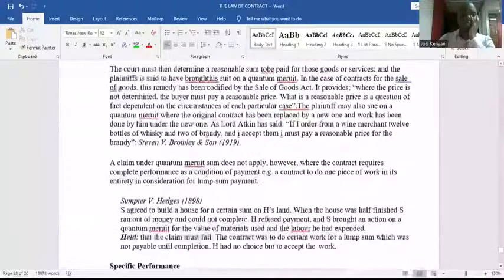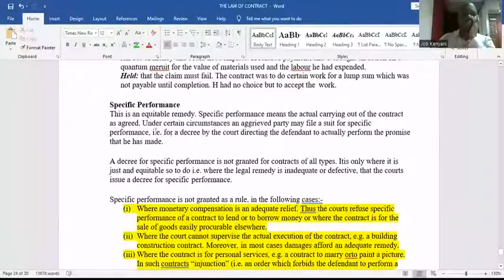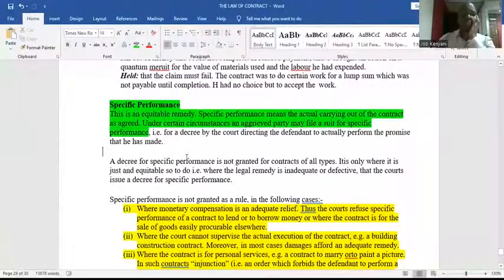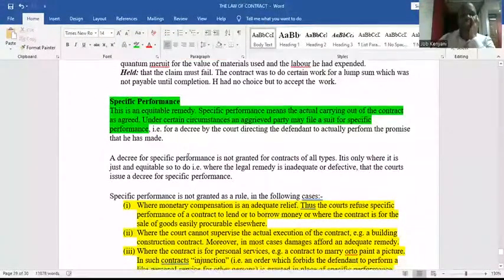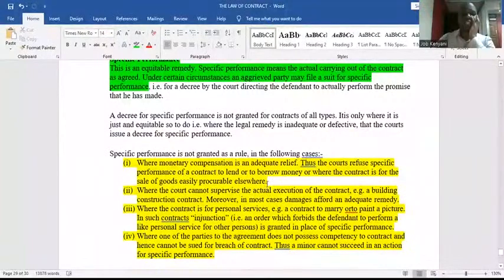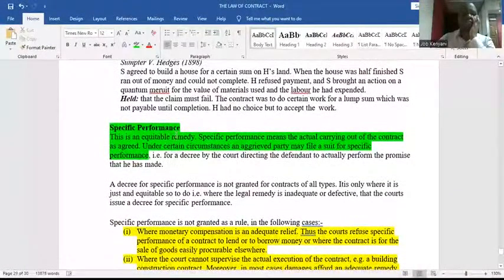Then we can have specific performance. It means the actual carrying out of the contract as agreed. So you'll be compelled to carry out the contract as agreed under the contract. You can go for specific performance, but it's not always the best remedy in all circumstances. Where monetary compensation is adequate, there won't be need for specific performance.